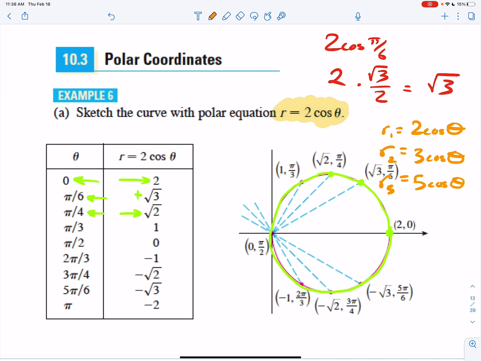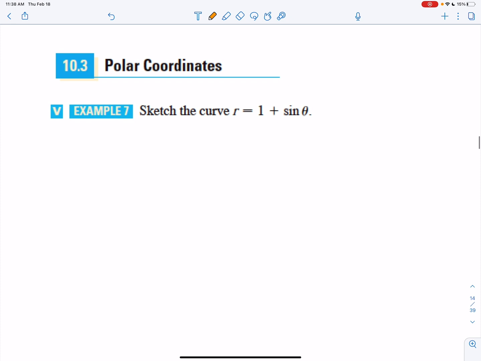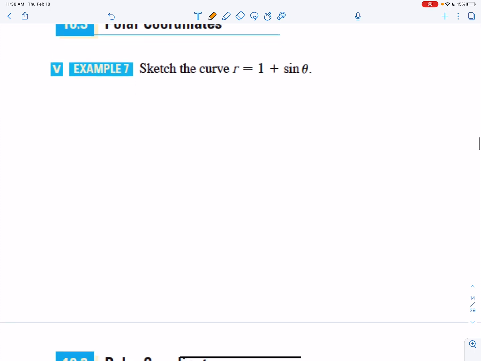But anyways, this is our graph, right? Sketch the curve. Now, you won't be required to sketch, but we're just going to see what it looks like. So go ahead and type 1 plus sine theta in your calculator. On the AP exam, they will not require you to sketch by hand. Almost always will they give you the graph. And in the case that they don't, you could always graph it on your calculator, okay?